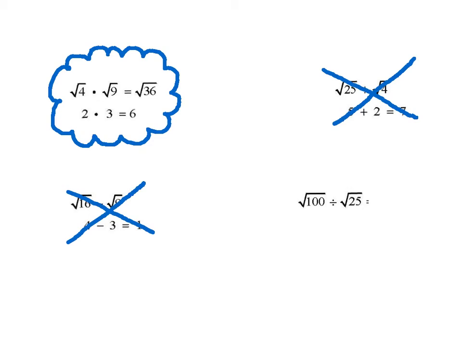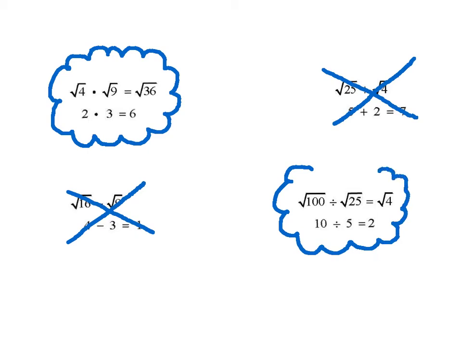Lastly, let's take a look at division. Let's look at the square root of 100 divided by the square root of 25. If division works correctly, that should give us the square root of 4. Let's check it numerically. 10 divided by 5 equals 2. So that one comes out correctly. So to sum it up, you can multiply and divide radicals, but you cannot add or subtract them.